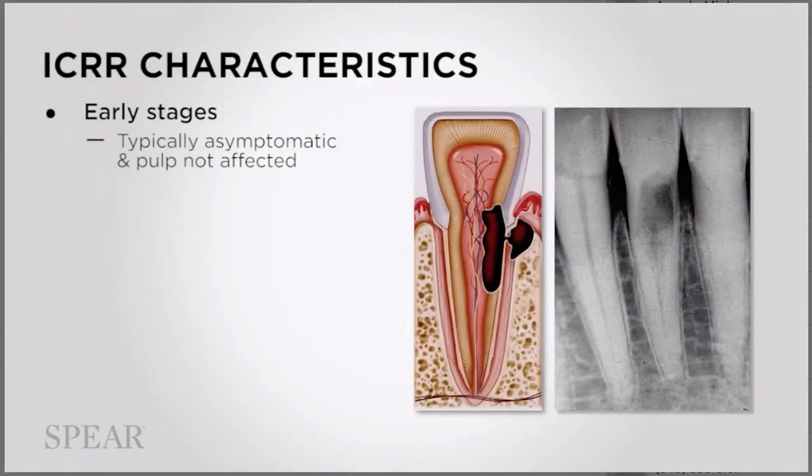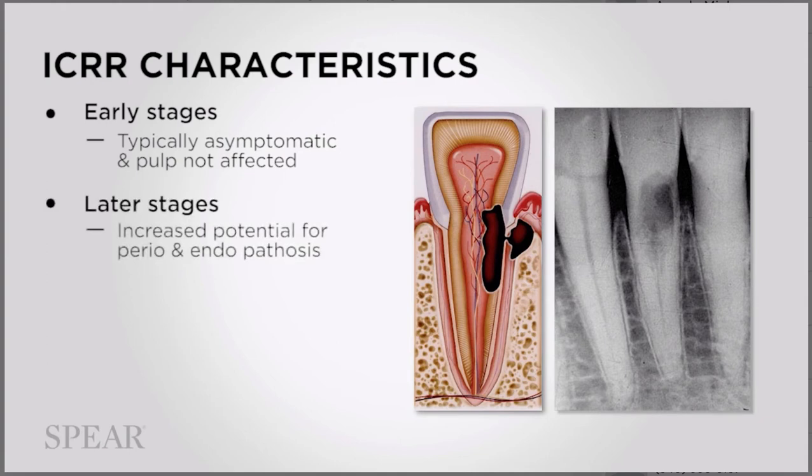Typically, patients having invasive cervical root resorption are asymptomatic. The pulp is not affected by this cervical invasive resorption. Typically, these teeth remain vital. The pulp remains vital inside these teeth, especially in the early stages. But as the later stages happen, as the resorption gets worse, there's an increased potential for both periodontal and endodontic pathosis to happen in these teeth.